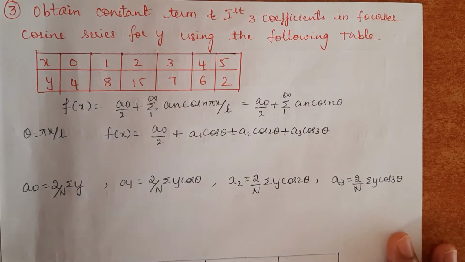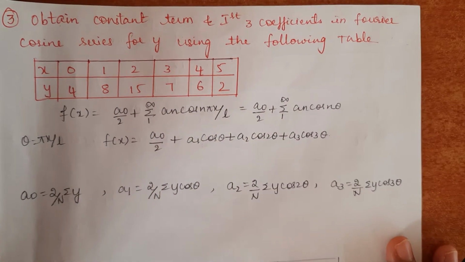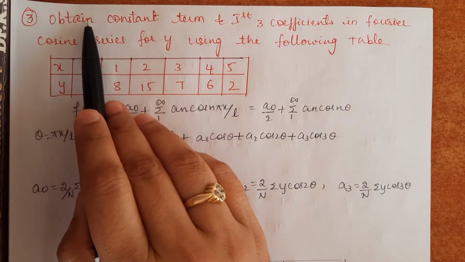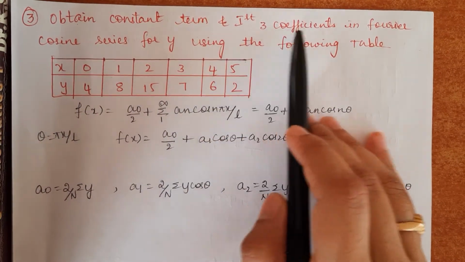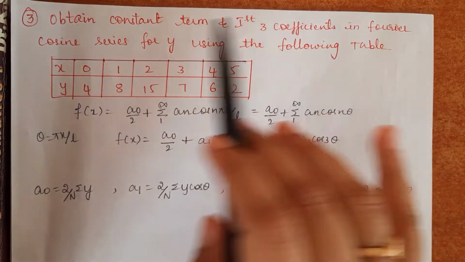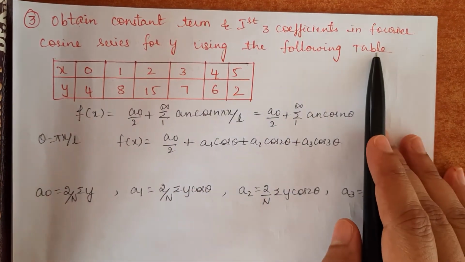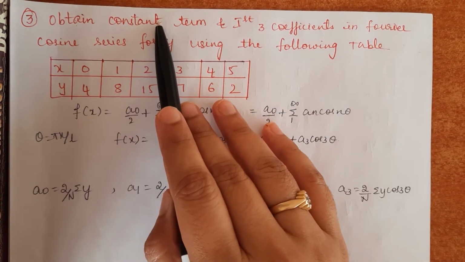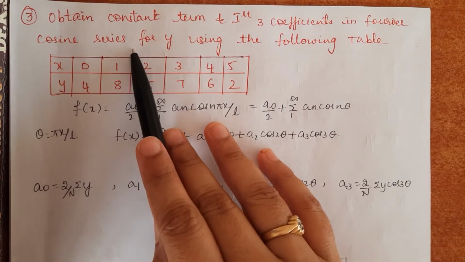In the last video, we have seen the definitions of harmonic analysis and we have solved a few problems. Let us continue with the problems. The next problem is: obtain the constant term and first three coefficients in the Fourier cosine series for y using the following table. Here we should calculate the constant term and first three coefficients of the Fourier cosine series.